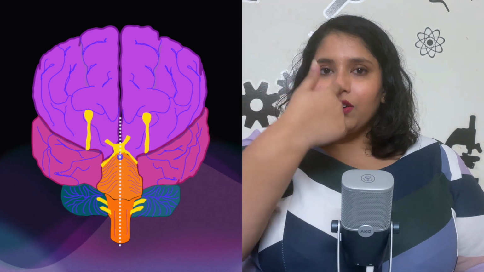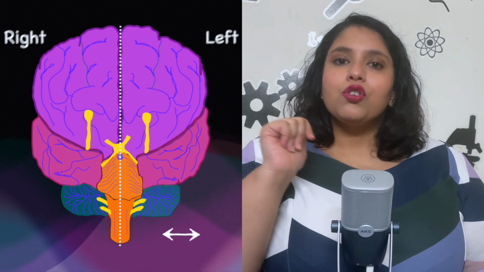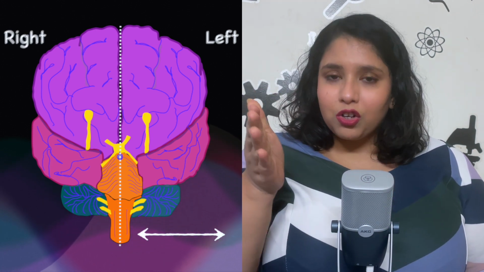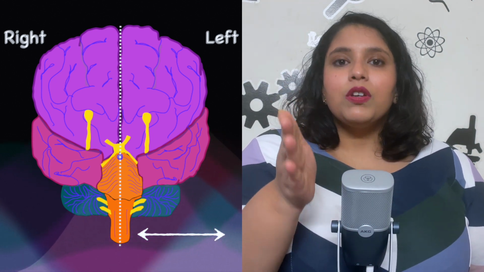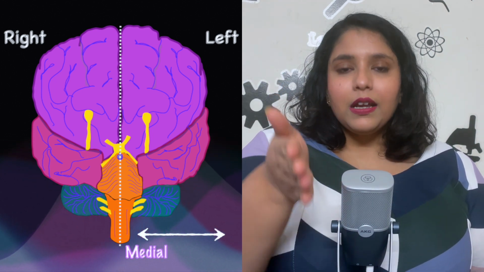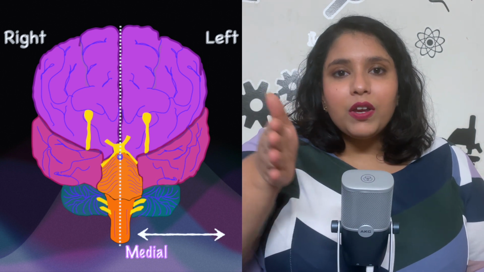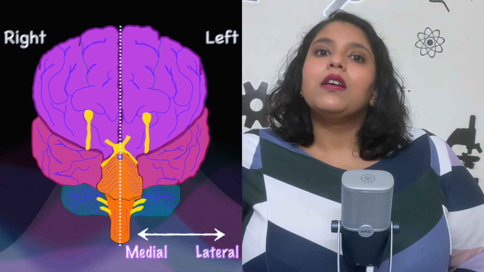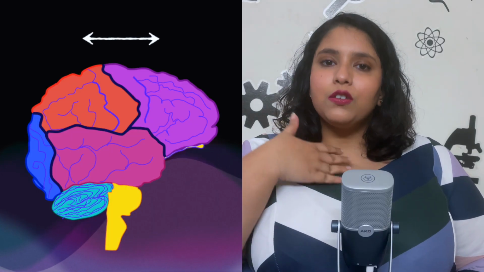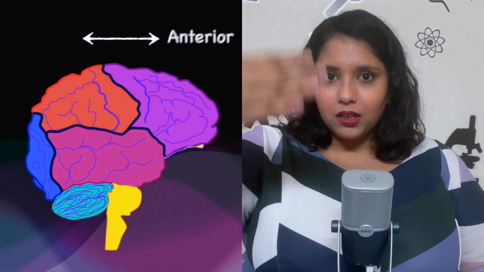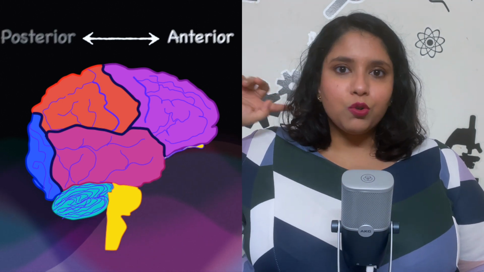So if we consider a plane which is passing through the center of the body and dividing it into left and right, the structures which are closer to this plane are called medially located, and the structures which are present away from this plane are called laterally located. So there is a median plane, towards it are medial, and away from it are lateral structures. Similarly, the structures which are present towards the front are called anterior, and towards the back are called posterior structures.